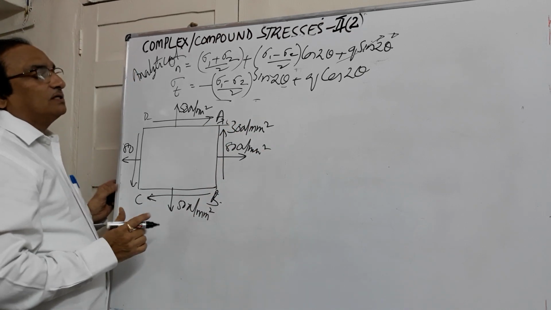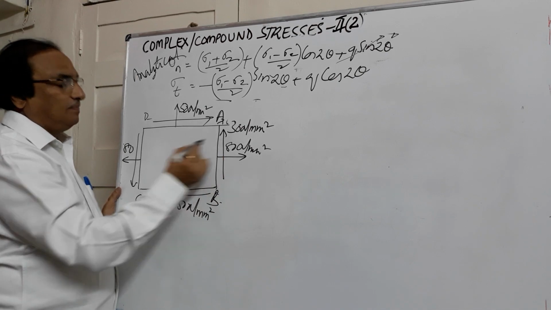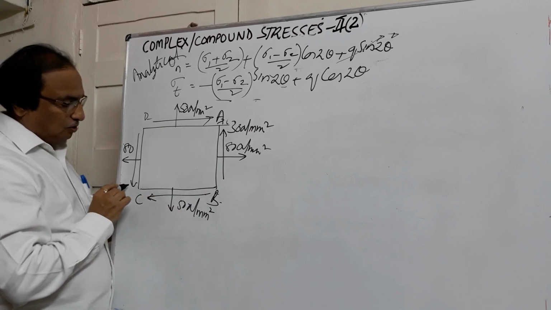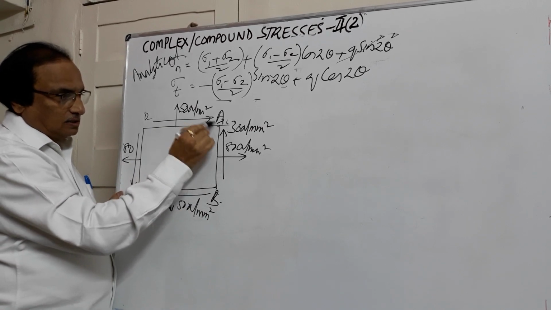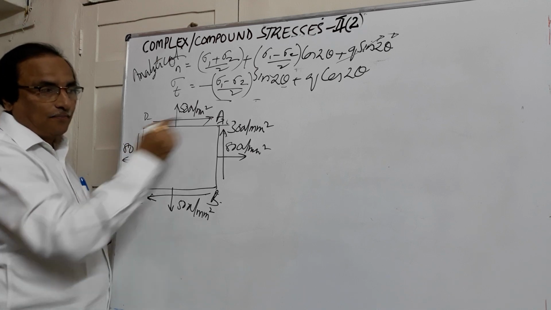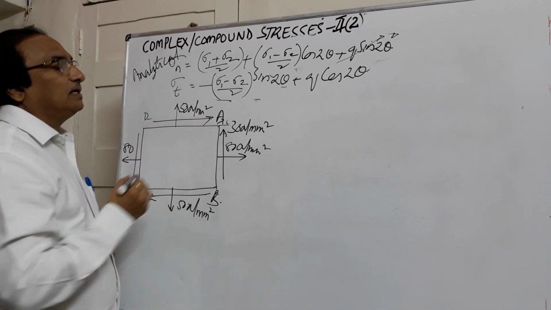See the way in which these stresses are acting. If this is up, this will be down. If this is up, this will be right and this will be left. So that means at the corners the arrows are in the same direction. They are meeting each other at the opposite corners. Now here this is a case.